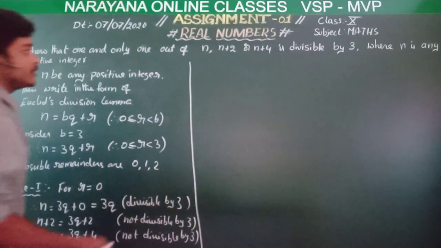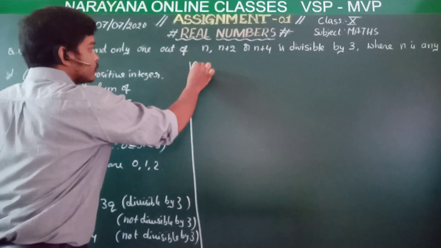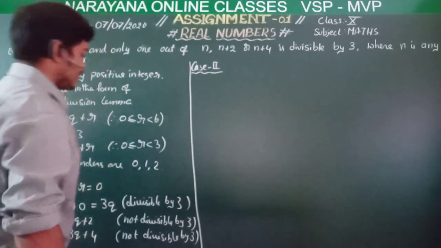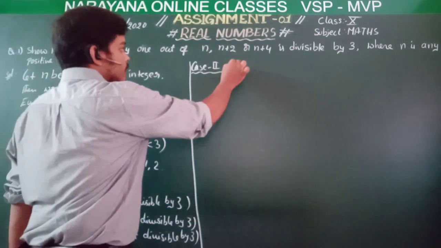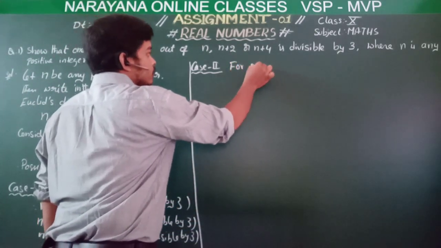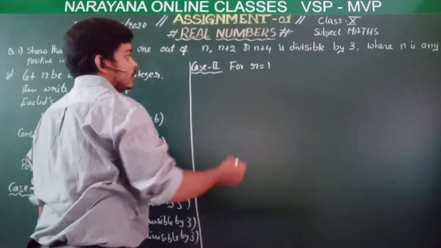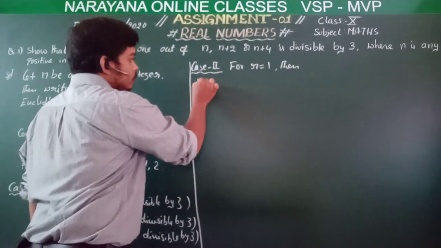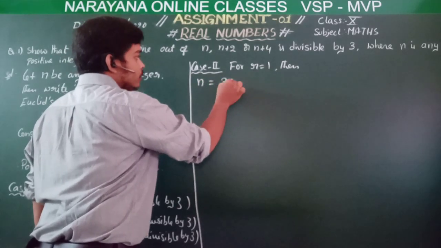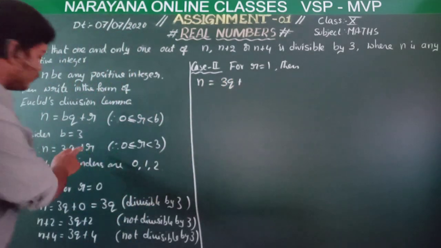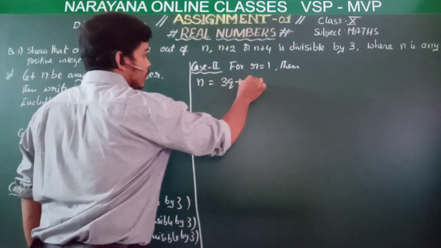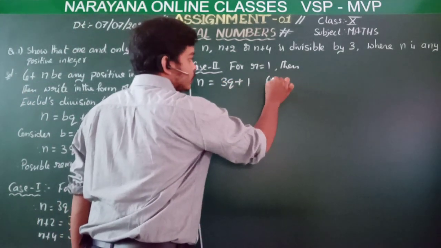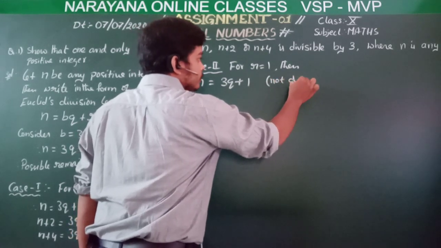Now I am taking the second condition, case 2. Now I am considering the remainder is 1. So for r is equal to 1, then n is equal to 3q plus r. In place of r we are substituting 1. See children, it is not divisible by 3.